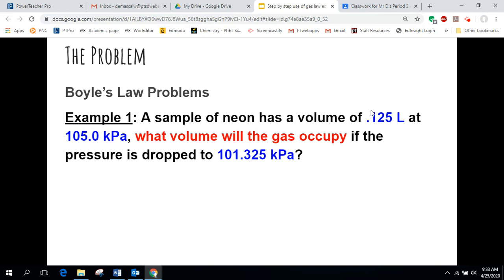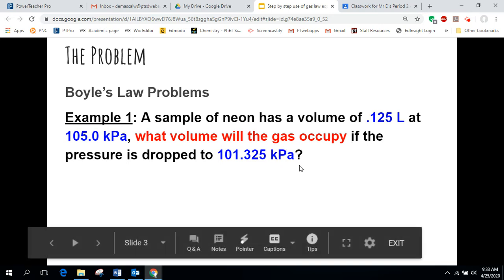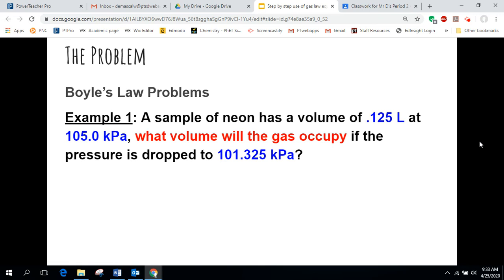So they gave you liters. We should recognize that as volume. They gave you kPa. That's a pressure unit. They asked you for volume, which you'll give in liters because you're given liters. You'll solve in liters. Just keep all your units the same. And then they gave you a new pressure at 101.325 kPa.